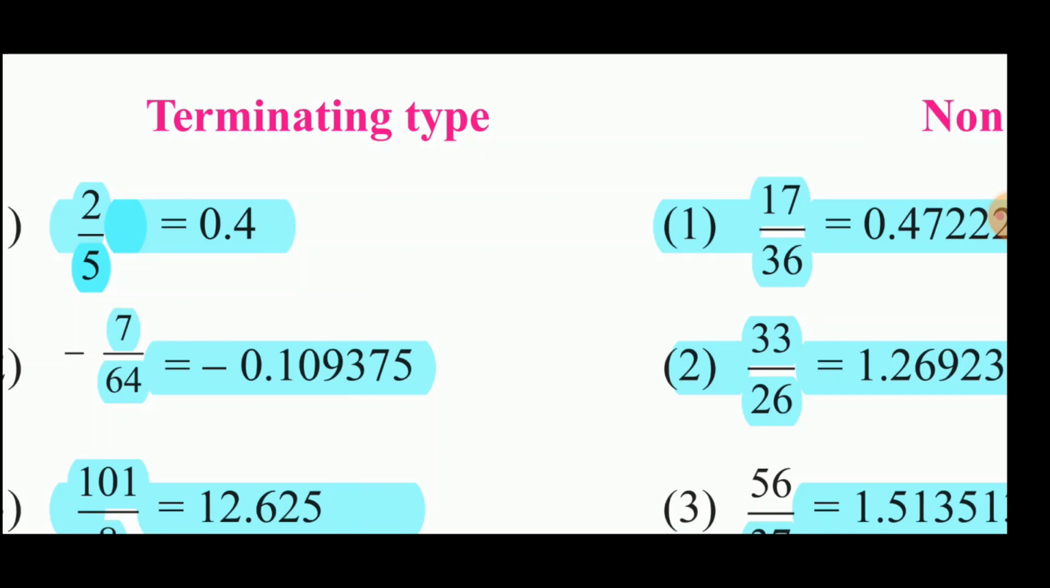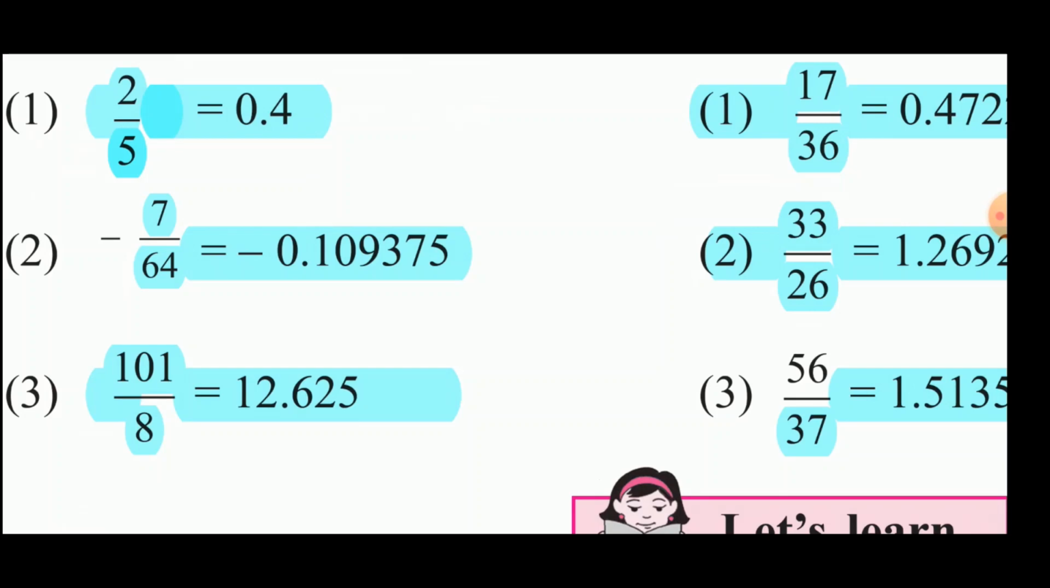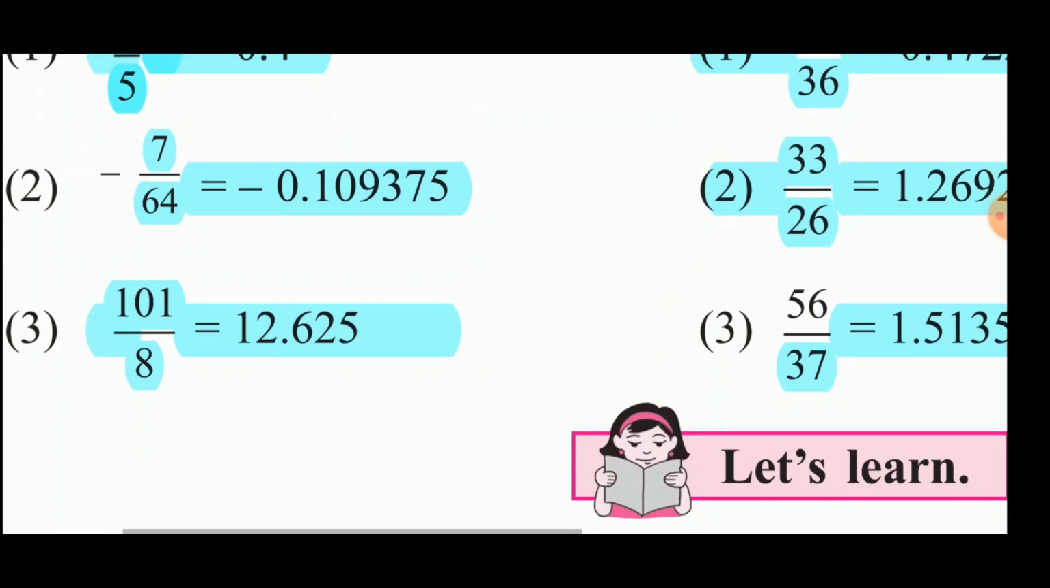Now minus 7 upon 64. So when again you find the decimal form of this, you get minus 0.109375. So here also after certain steps the division comes to an end. We get the remainder 0, and so this decimal form, 0.109375, is also called the terminating type of decimal form. Here the third example, 101 upon 8. So this is also equal to what? 12.625 we get. So this also is an example of the terminating type of decimal forms.